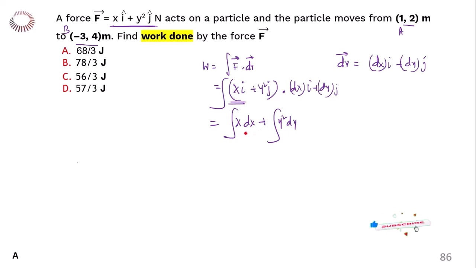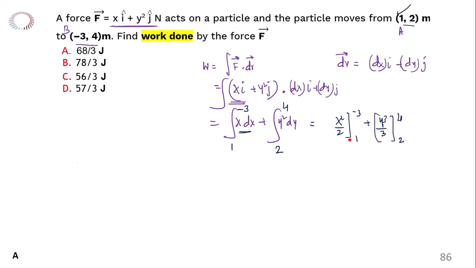For the first integration, you have to put the limit of x, because here only the x coordinate is changing. The x coordinate is changing from 1 to minus 3, so the limit should be 1 to minus 3. Then the y coordinate is from 2 to 4. So ultimately it is x² by 2, limit 1 to minus 3, plus y³ by 3, limit 2 to 4.